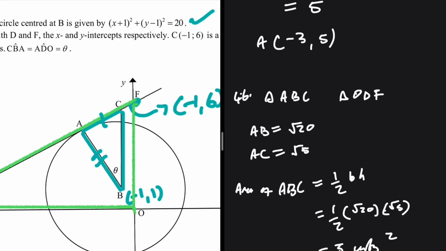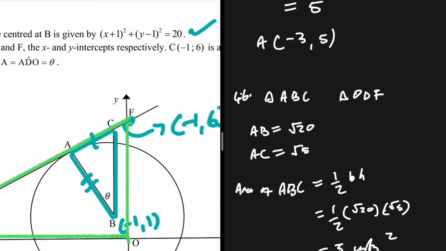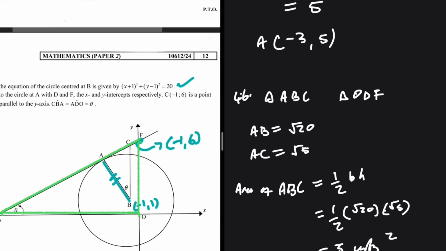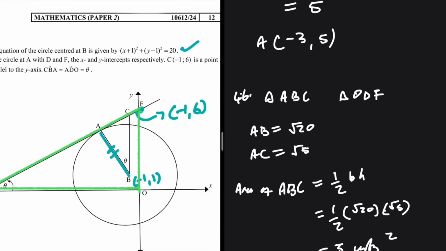Okay, so let's erase triangle ABC and worry about triangle ODF. Yeah, so we're no longer interested in this one because we have calculated it. We are only worried about ODF. So let's take a look at ODF. Yeah, how can we dissect ODF?